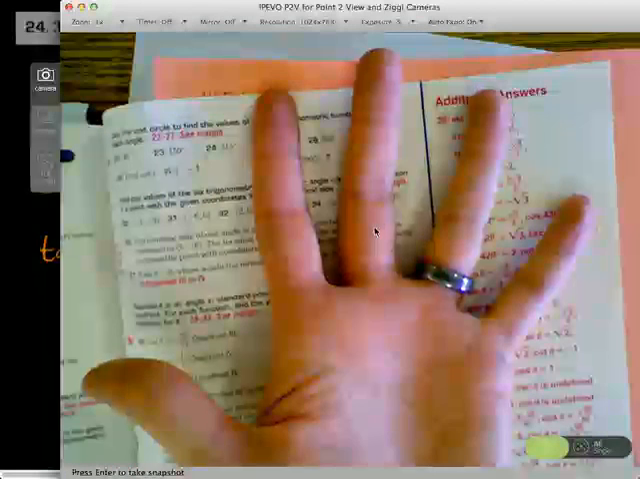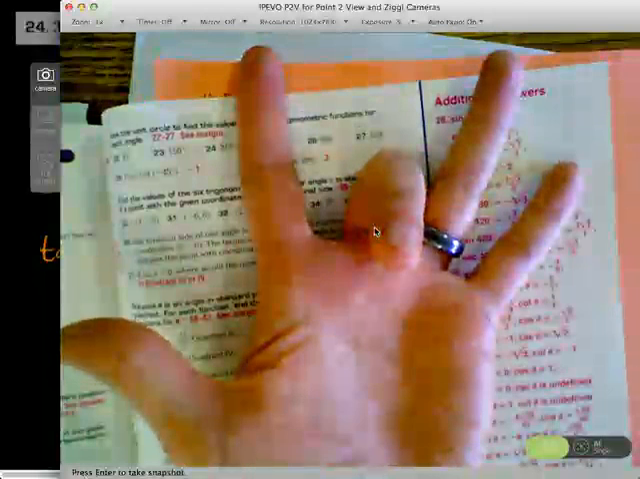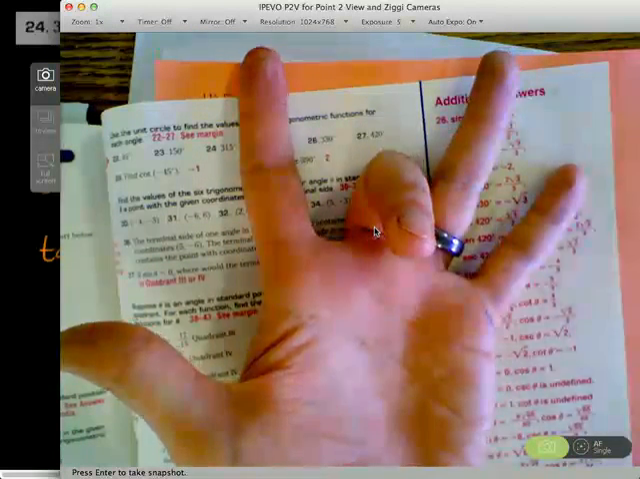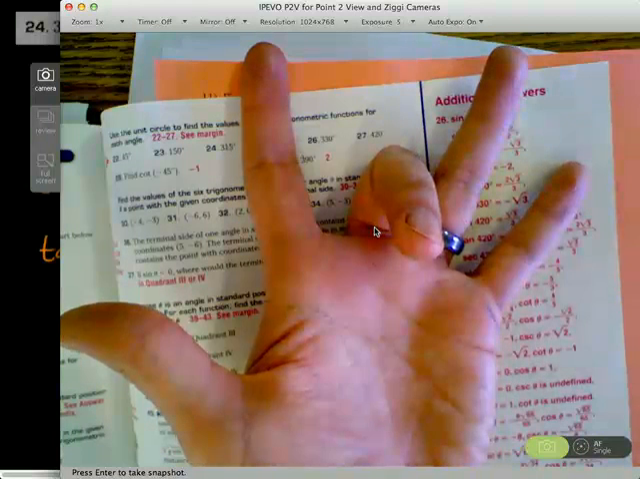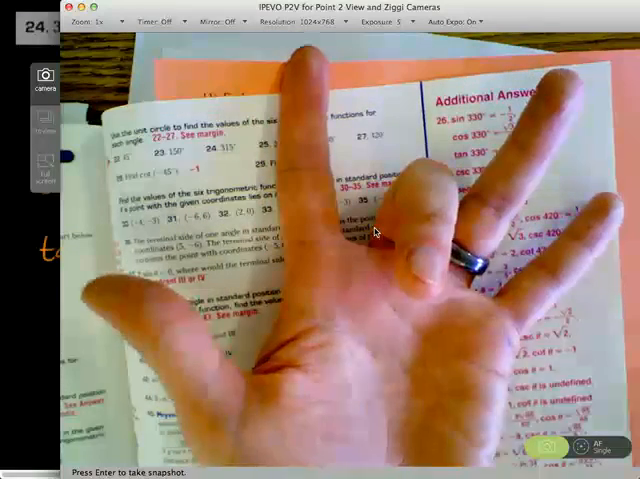So tangent at 45 degrees. I put this finger down. Sine of 45 degrees is root 2 over 2. Cosine of 45 degrees is root 2 over 2. Tangent, I just said a moment ago, is the ratio of sine over cosine. I originally said it was y over x, and therefore it was sine over cosine. So tangent is the ratio of the square root of these fingers to the left divided by the square root of these fingers to the right.